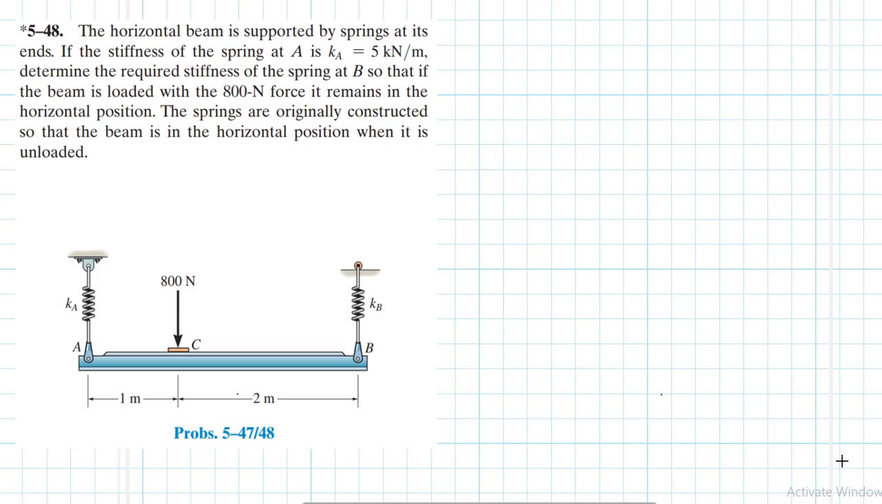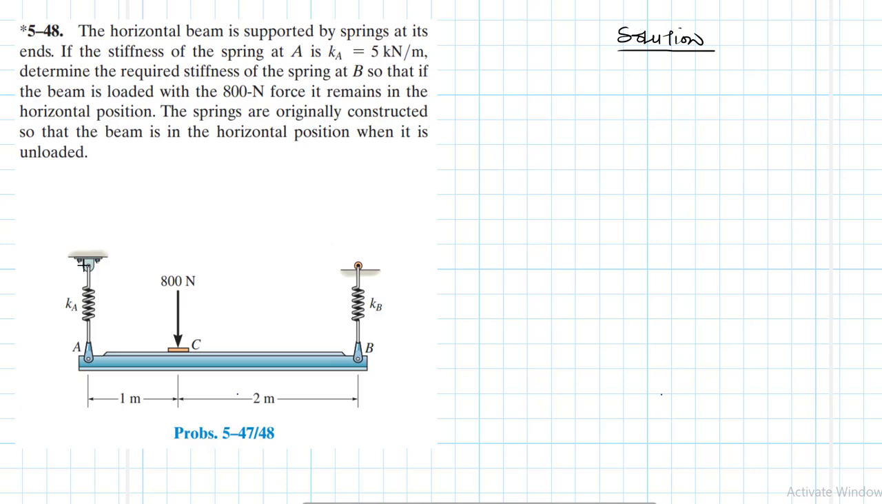The problem reads: the horizontal beam is supported by springs at its ends. If the stiffness of the spring at A is Ka equal to 5 kilonewtons per meter, determine the required stiffness of the spring at B so that if the beam is loaded with the 800 Newton force, it remains in the horizontal position. The springs are originally constructed so that the beam is in the horizontal position when it is unloaded. Okay. So this problem is coming from the Engineering Mechanics Statics textbook, 13th edition by R.C. Hibbeler.